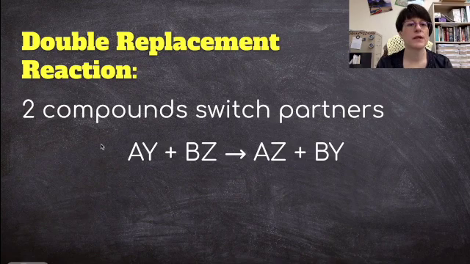Now, let's move on to the last type of reaction, a double replacement reaction. This is when two compounds switch partners. So the general equation is AY plus BZ yields AZ plus BY. So you could have arrows between the two here showing that they are switching, A and B are switching, or between the Y and Z because that's the way it is written.